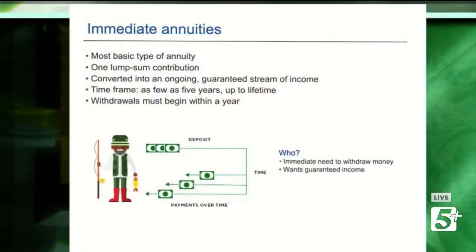Let's go back to immediate annuities then. But you can see there are a lot of different products, a lot of different features and benefits, and the task is finding the right one to fit your needs depending on your goal, whether it's to enhance growth, reduce risk, increase income, whatever it might be. So when we look again at immediate annuities, the most basic type of annuity: a lump sum contribution, one time, and then converted into an ongoing guaranteed stream of income. You can have it for as little as 5 years up to lifetime. And the key with an immediate annuity is that you have to start taking income within a year.